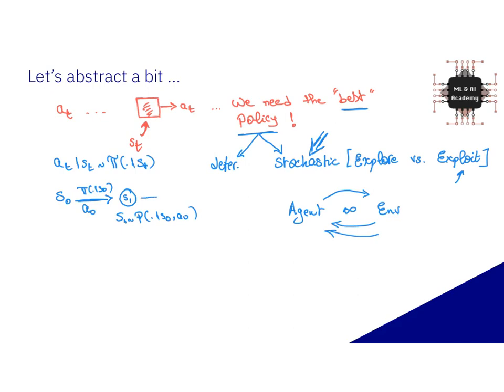Given that we are at S1, this process repeats. I query the policy again, giving it S1 as my input state, and that gives me some action A1. Then I will go to S2, and so on up to reaching some horizon ST. I ask the policy what action I should take, the policy responds with an action, I put that state and action into my stochastic transition model, it takes me to a new successor state, and this process repeats over and over again.